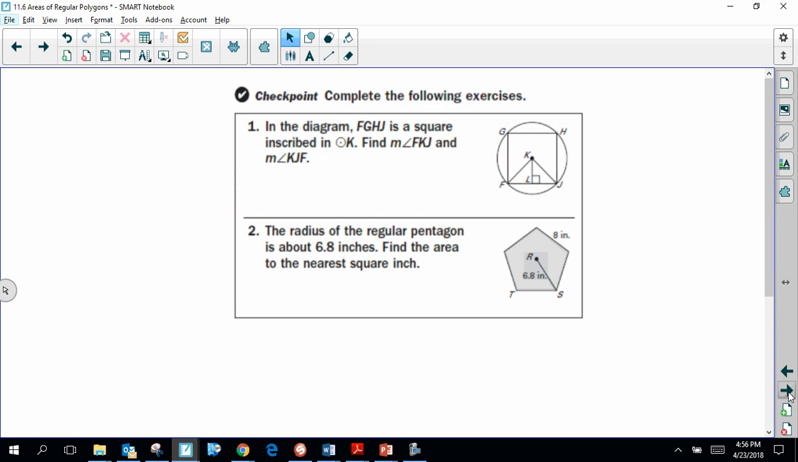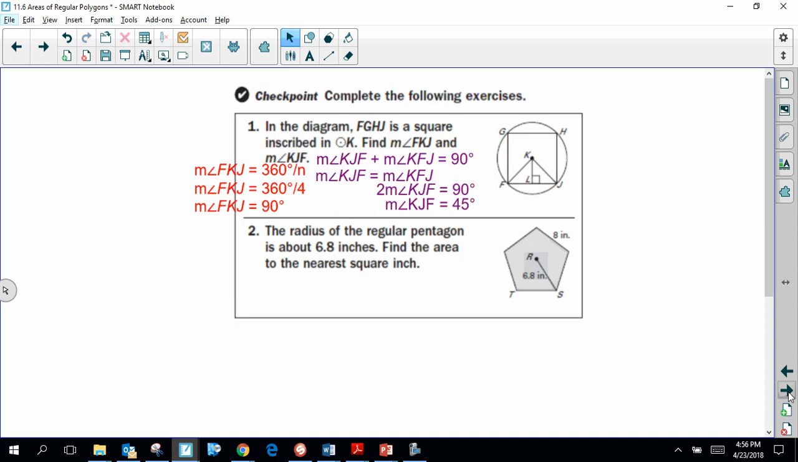You've taken the time to work the problems out correctly, or at least attempted to work out the problems. So in the first one in the diagram, FGHJ is a square inscribed with the circle. So find the measurements of the angles. So we want to find what are the measurements of those angles.